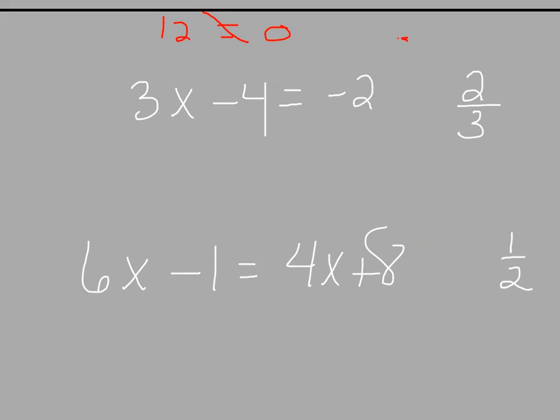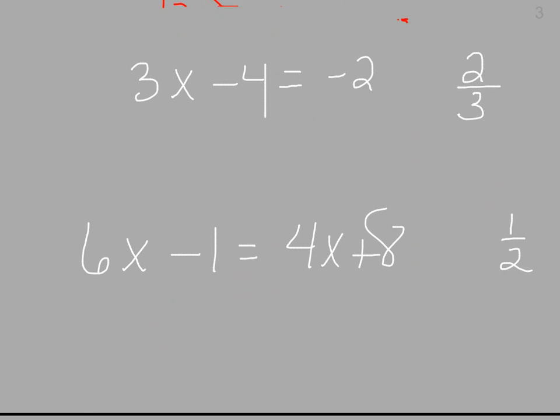Looking at this next example, here's some with fractions you guys were kind of worried about. But again, they're going to be pretty easy, because they're going to make it to where you're able to cancel. So I'm just going to put 2/3 in where the x is. That means 3 times 2/3, and you put the 3 over 1. And then we have -4 equals -2.